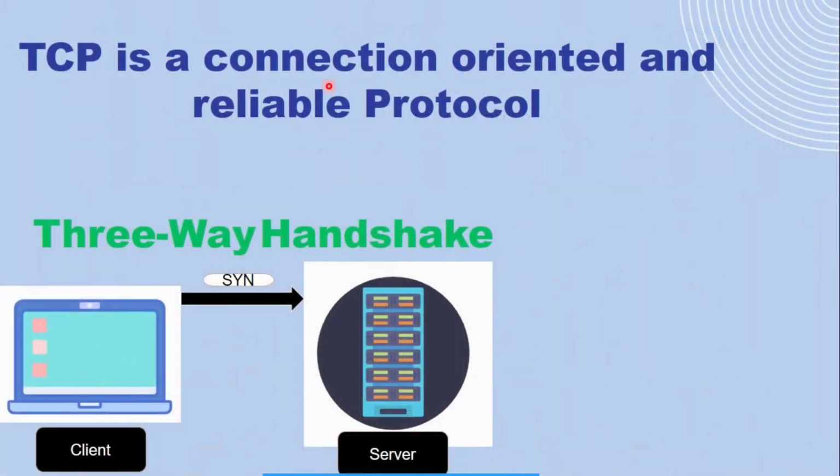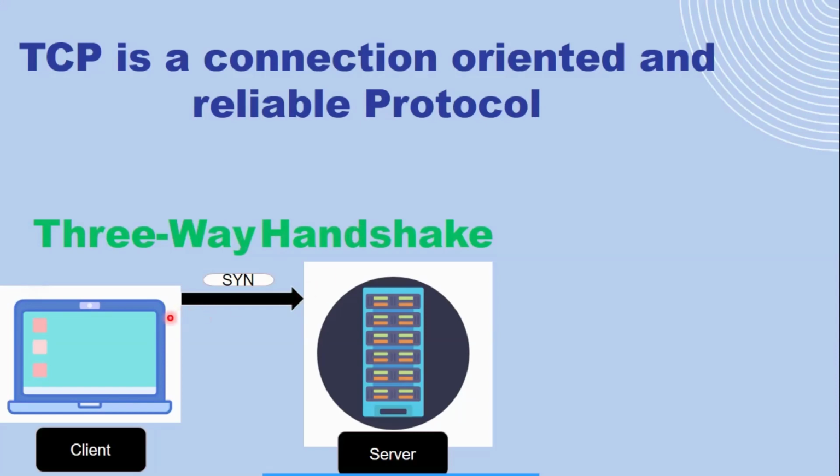So TCP is a connection-oriented and reliable protocol. Connection-oriented means it establishes a reliable connection, and TCP has functionality like the three-way handshake in order to set up the communication channel between two devices.